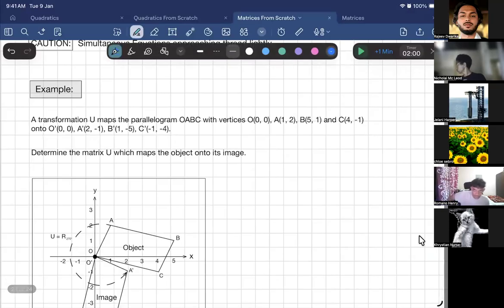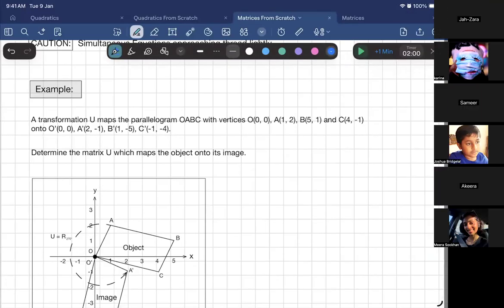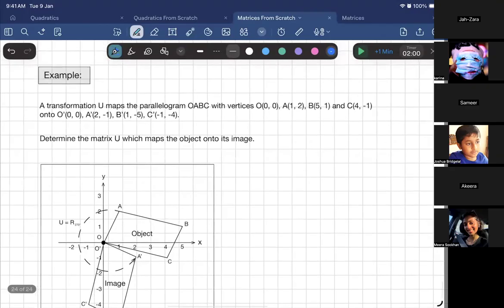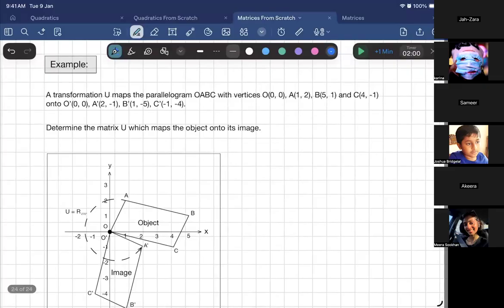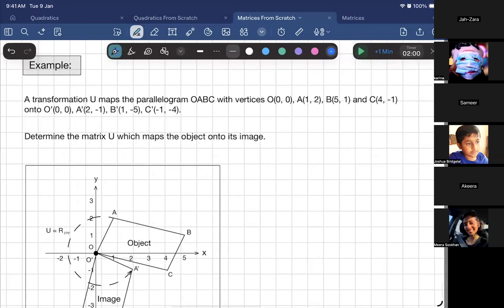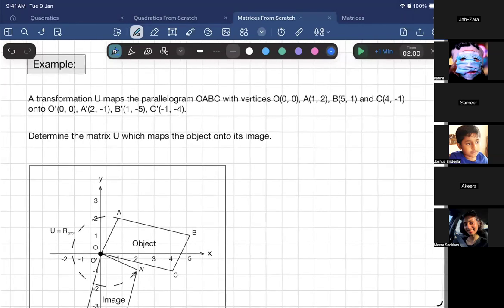But let me continue. So let me show you the formal way to do this. Let me call upon somebody I didn't hear from in a while. Akira, you there? Yes, sir. So Akira, we want to figure out the transformation that maps the original shape, the object, to the image. Now tell me, Akira, do we know what the transformation is at this point in time? No, I don't know what it is. That's what they want me to find. If you notice, it said determine the matrix U, which maps the object onto its image. So I don't know what U is.